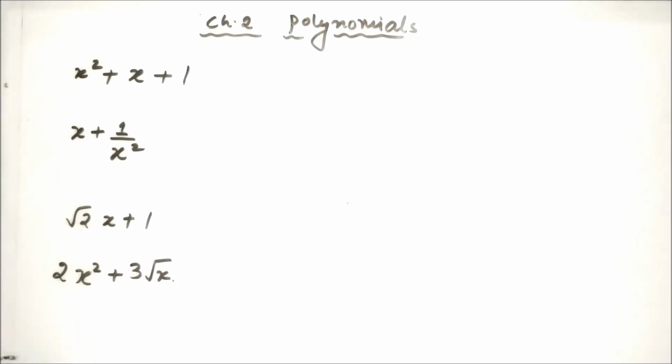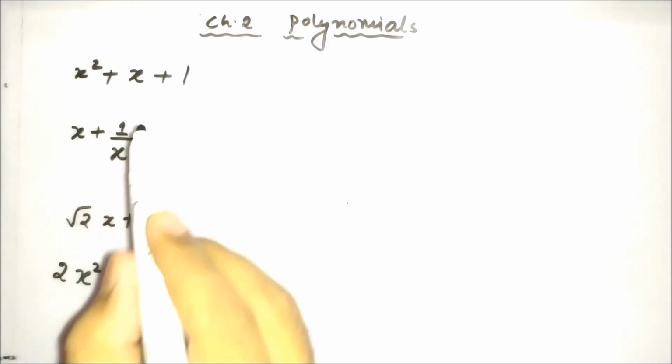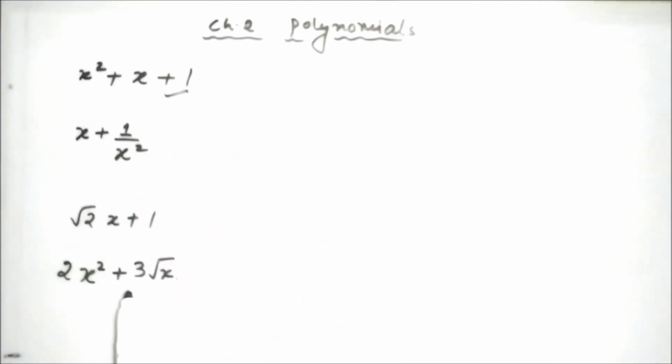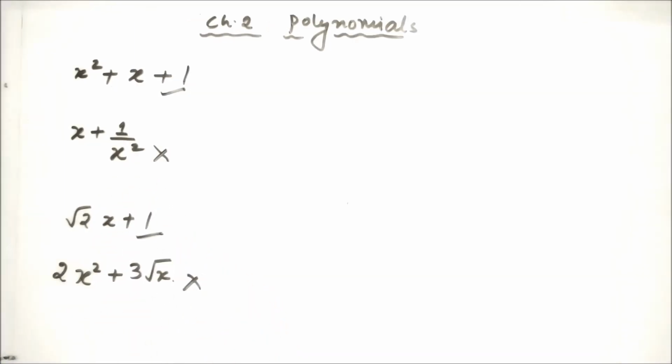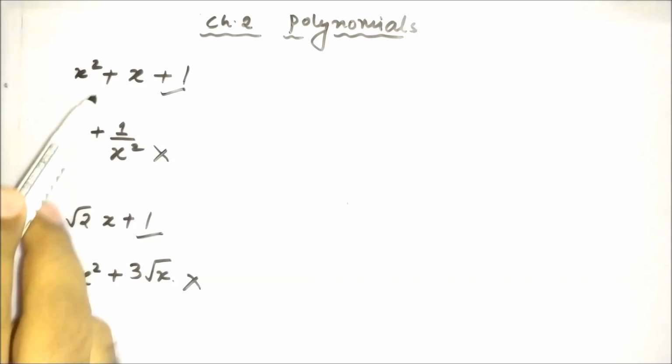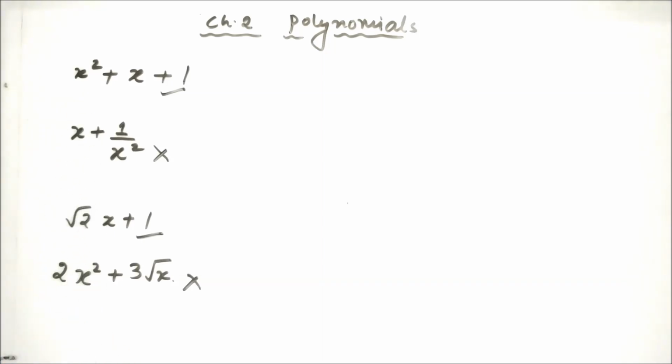Suppose here I take these 4 examples. So this is a polynomial. Okay, this is a polynomial, but this and this are not polynomials. Now, on what basis can we say this is a polynomial and these two are not polynomials?